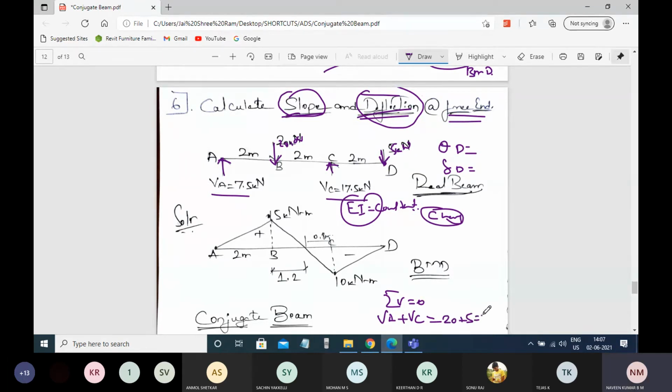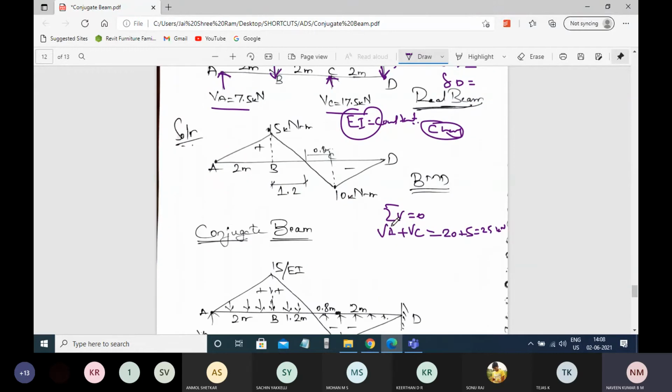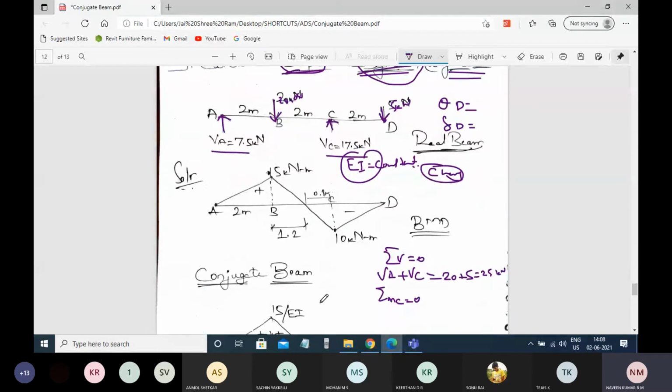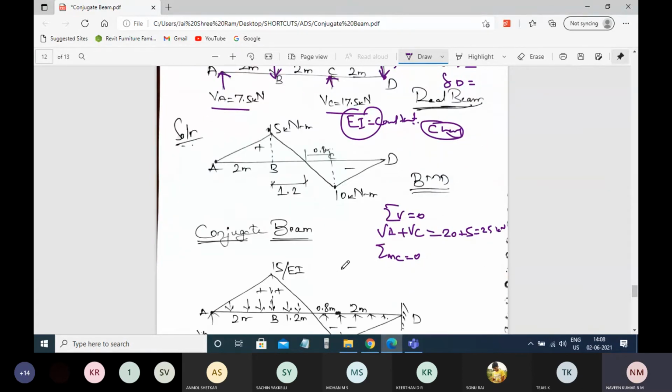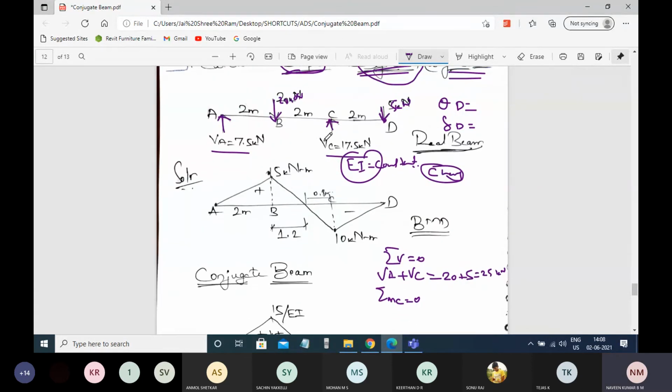So totally it is 25 kilonewton. So next, in order to find one unknown, what do you need to do? You need to consider moment at any point. Say for example, moment at C. So moment at C, that you can consider.